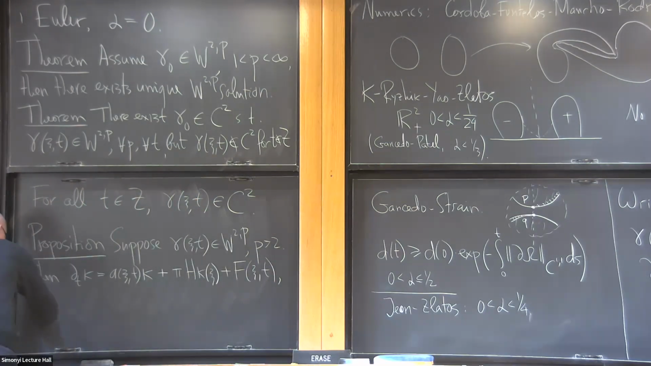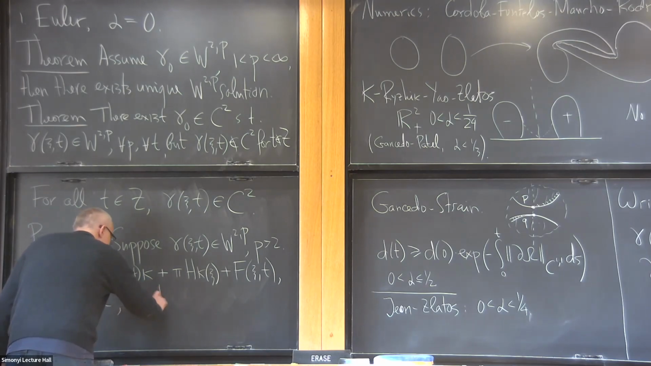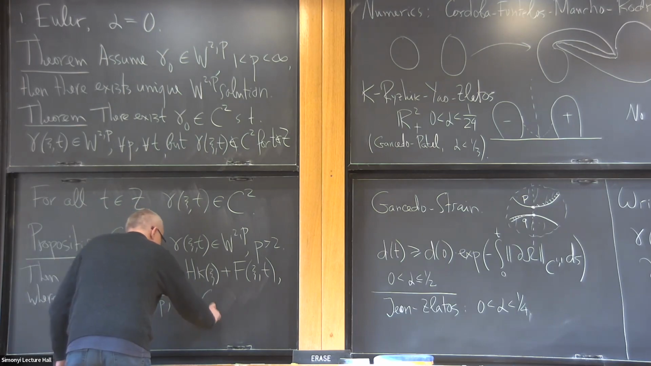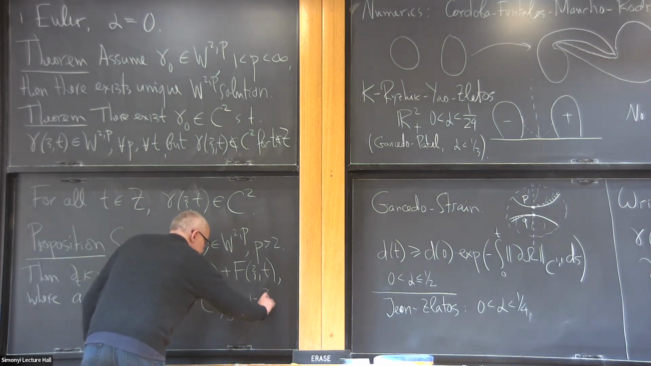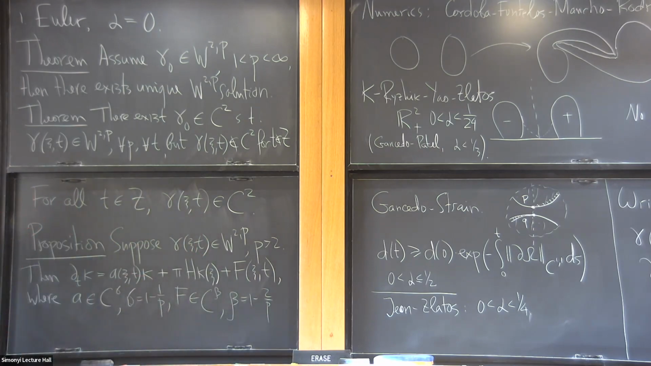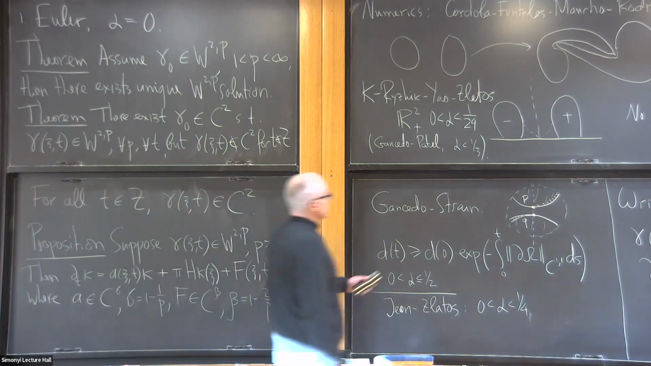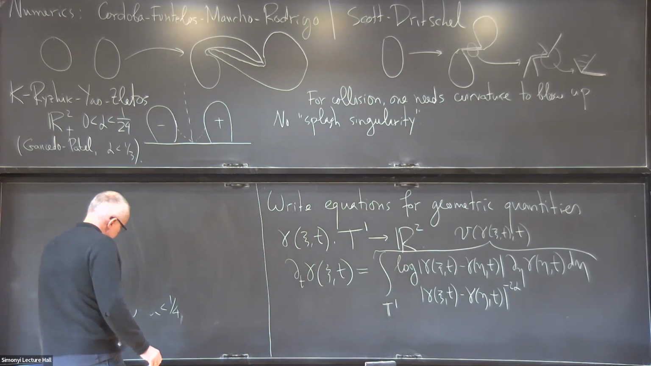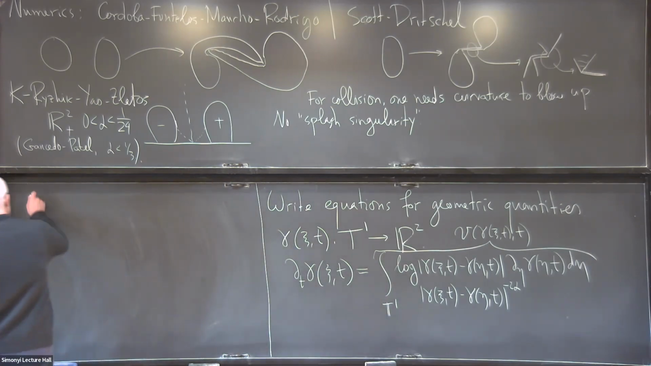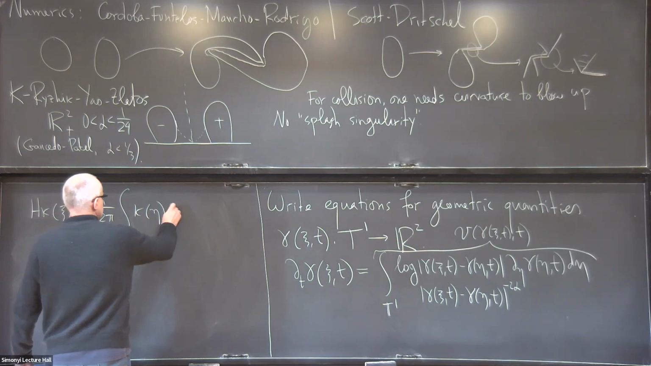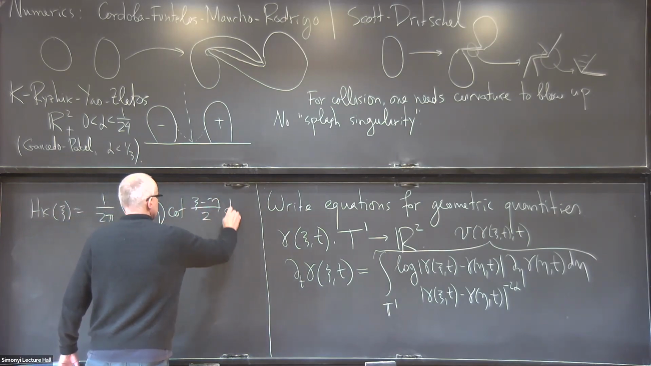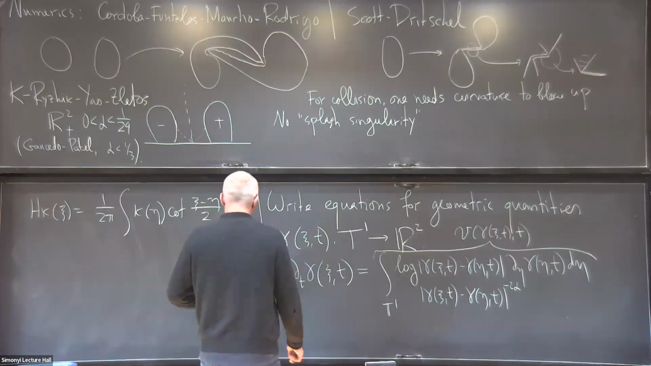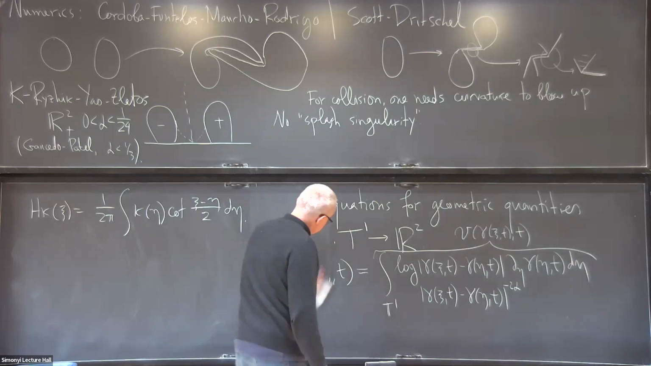And one more term. Here A is in C sigma, sigma is 1 minus 1 over P, and F is C beta, beta is 1 minus 2 over P. But still it's Hölder class because P is greater than 2. And H is the periodic Hilbert transform. For that reason, it's the most singular term in the equation. So that's the structure of the curvature equation.